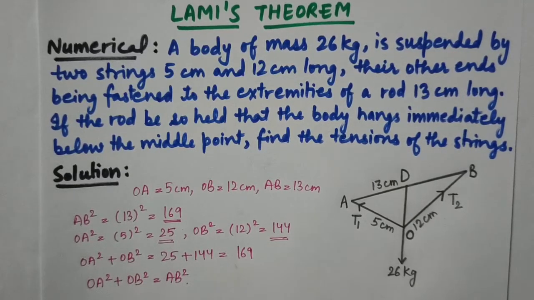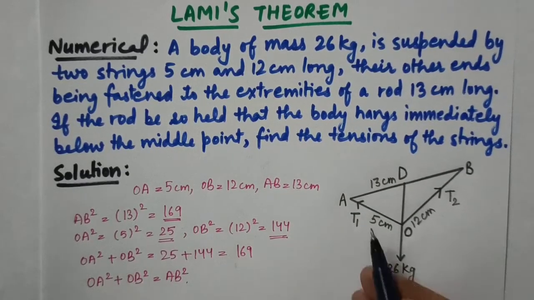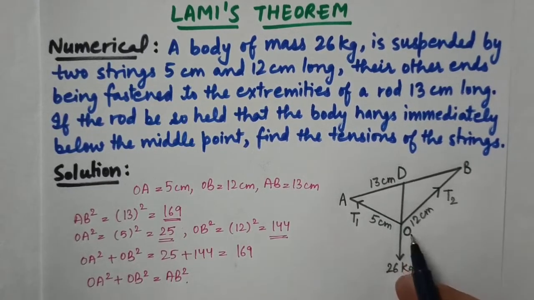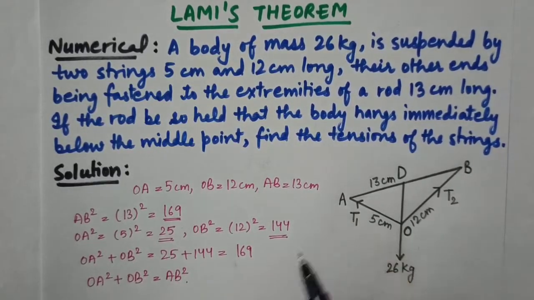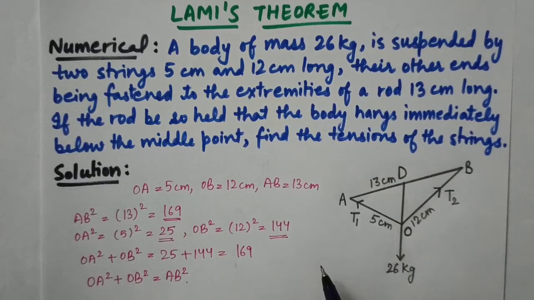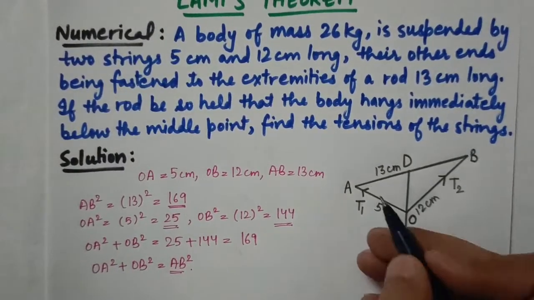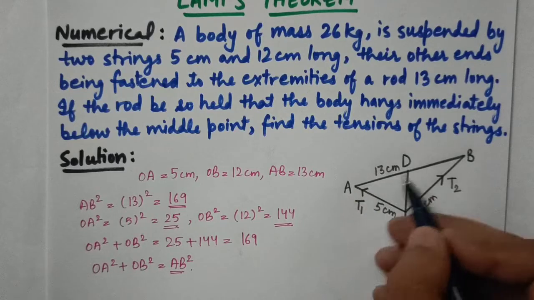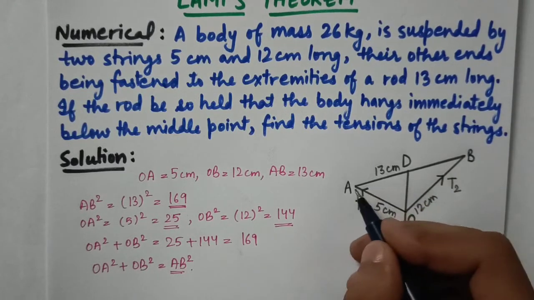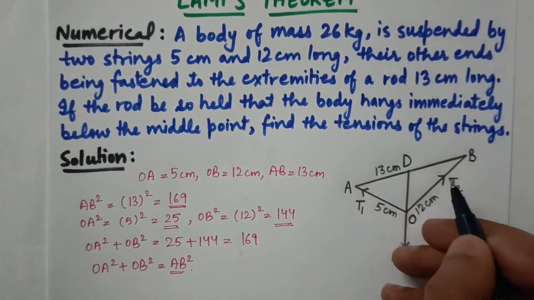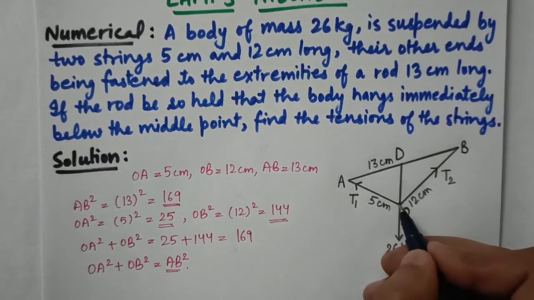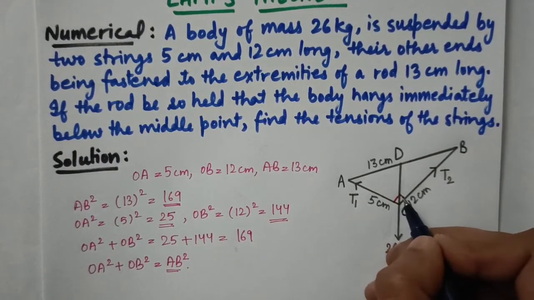So as we can see, the square of one of the sides of this triangle OAB is equal to the sum of the squares of its other two sides. So by the converse of Pythagoras theorem, we can say that this AB side is the hypotenuse. So if this is the hypotenuse, the angle that is opposite to this AB side, what angle is it? This angle. This must be 90 degrees.